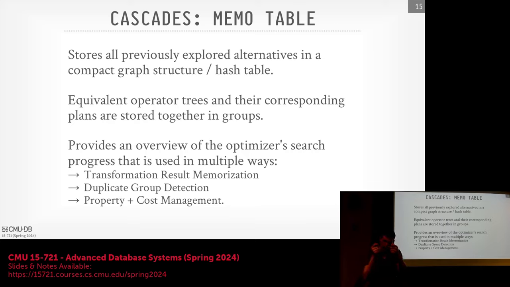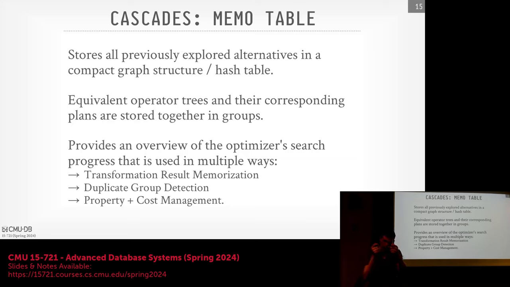So let me quickly go through one example. Again, we can cover more of the Hyper stuff next class. So here's that same query that we had before. We want to find all the students and their major if they have the highest grade for their major.